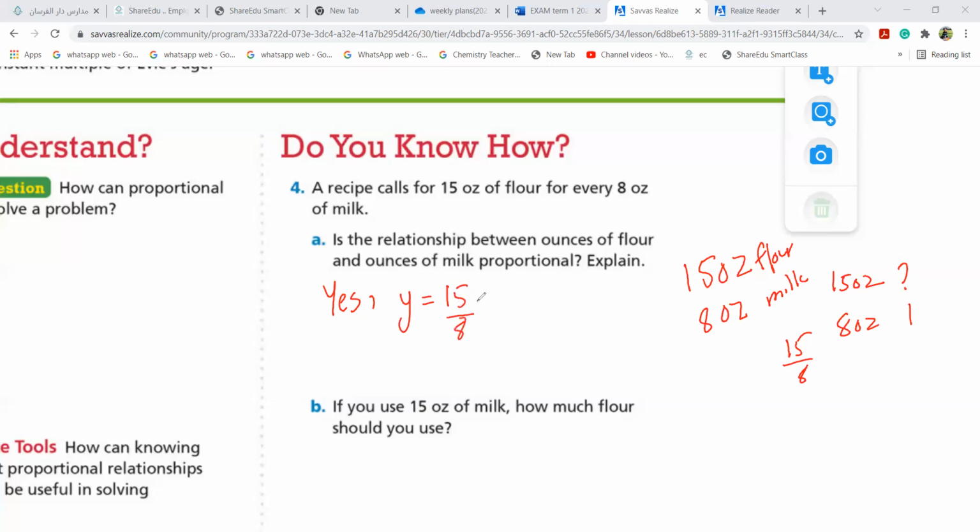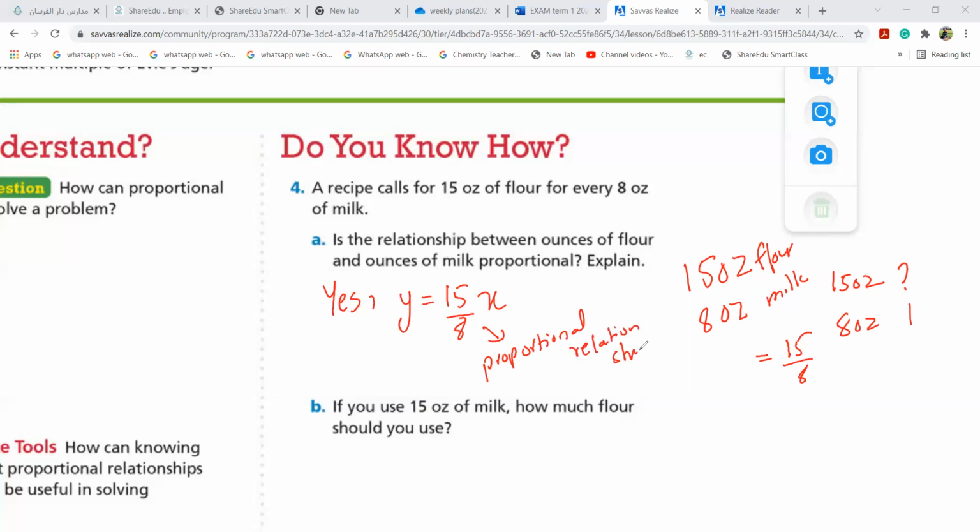Am I correct? How did I get k? With 1 unit, you remember? Like 15 ounces is 8, so how much is 1? 1 is 15 over 8. So I just write y equals 15 over 8x, which is a proportional relationship. And this is a proportional relationship.